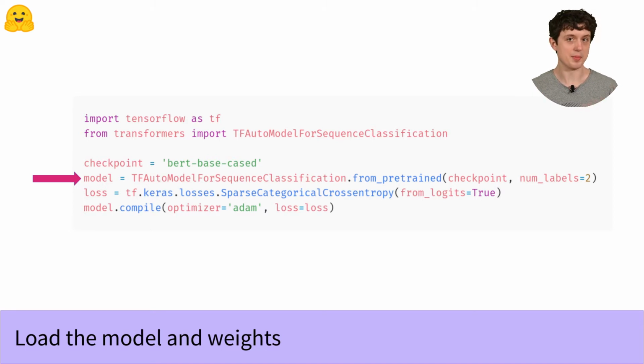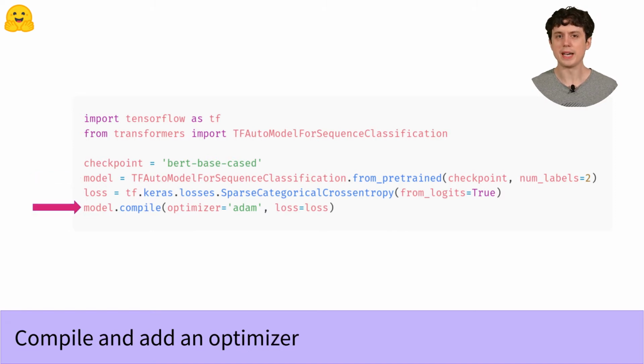So this method needs to know two things. Firstly, it needs to know the name of the model you wanted to load, and secondly, it needs to know how many classes your problem has. So if you want to follow along with the data from our datasets videos, which I'll link below, then you'll have two classes, positive and negative, and thus num labels equals 2.